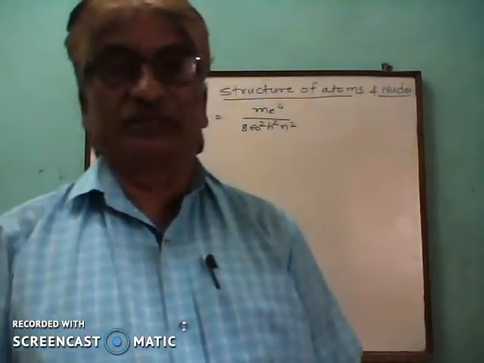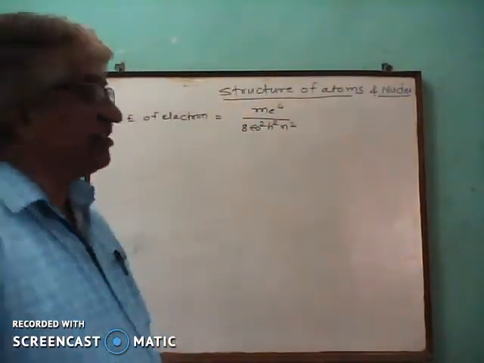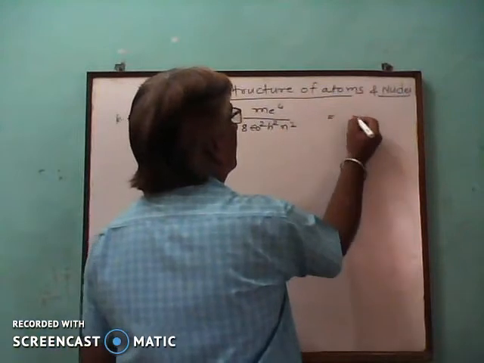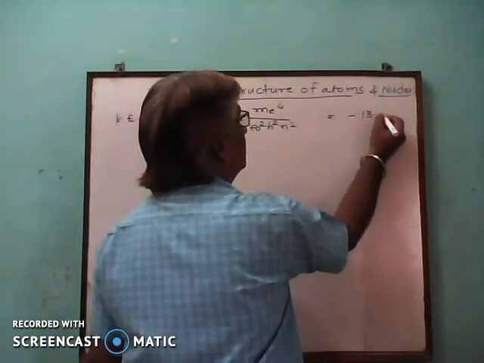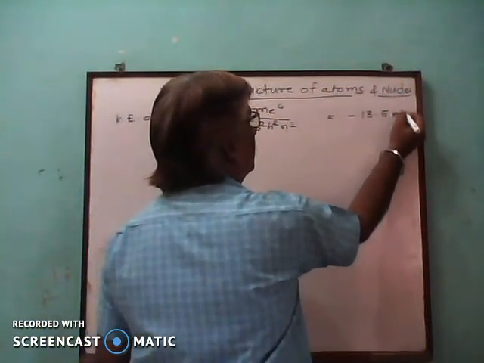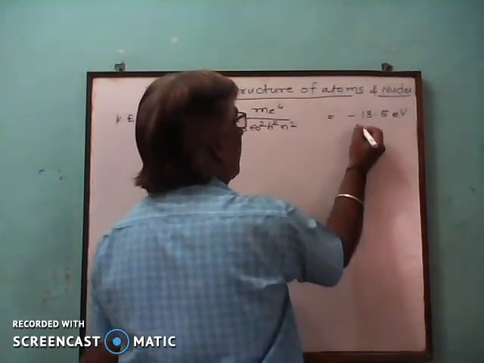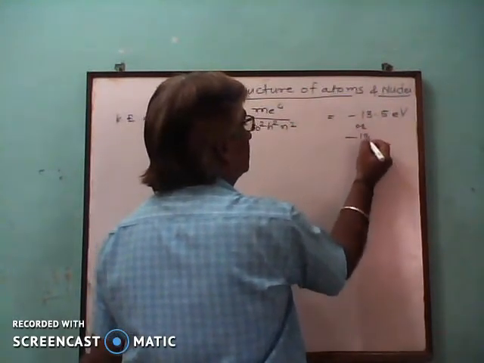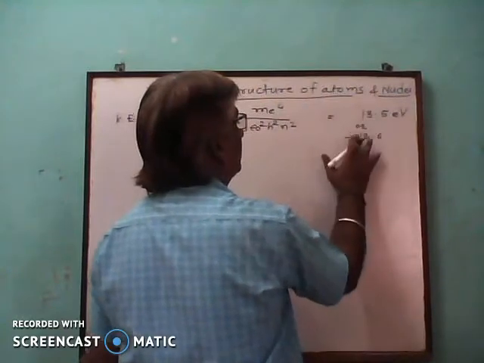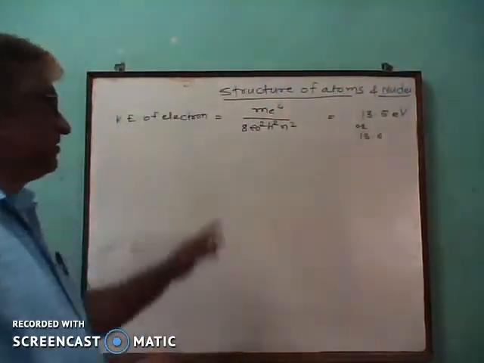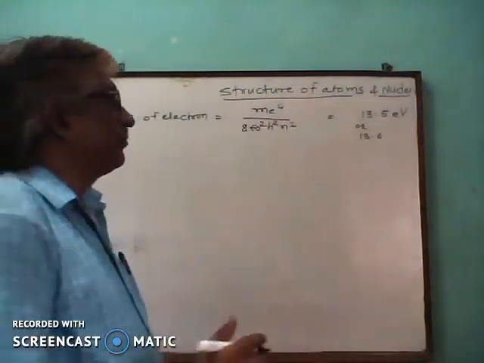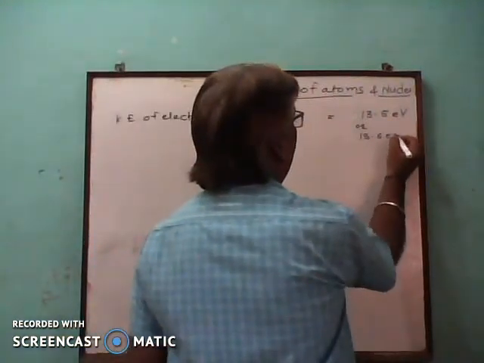For ground state, its energy will be minus 13.6 electron volt, or the kinetic energy is plus 13.6 electron volt.